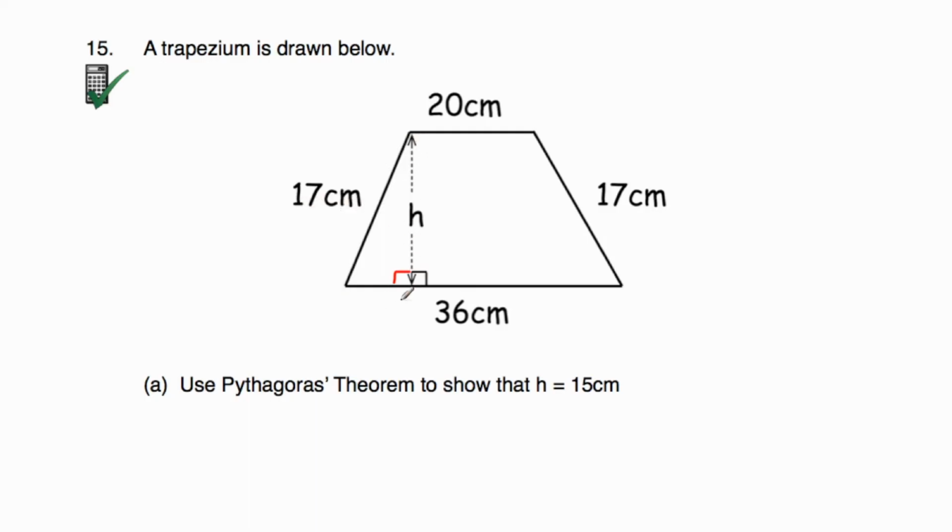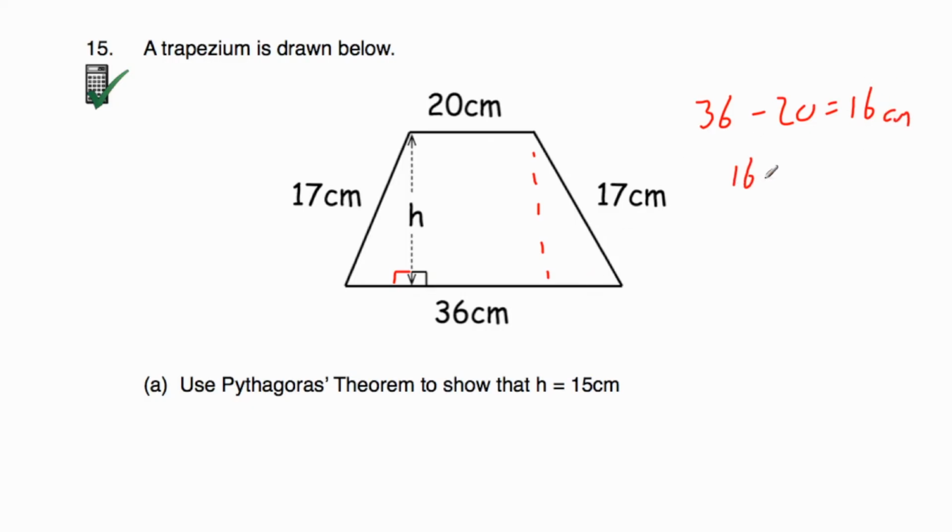Now we want to find the height of it, so we really need to find this distance here. Now as this trapezium has got a line of symmetry, this distance would be the same as this distance here. This distance is the same as this distance. So if we take 20 away from 36, so if we do 36 take away 20, that's equal to 16. So that means that this length plus this length is equal to 16 centimeters.